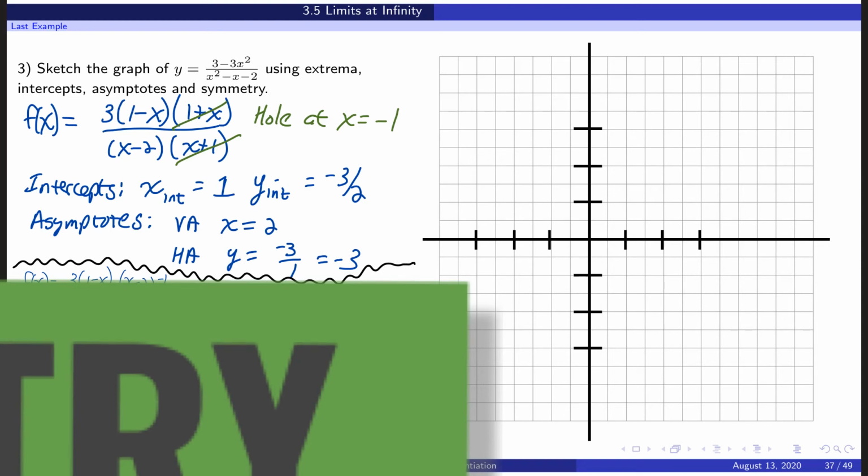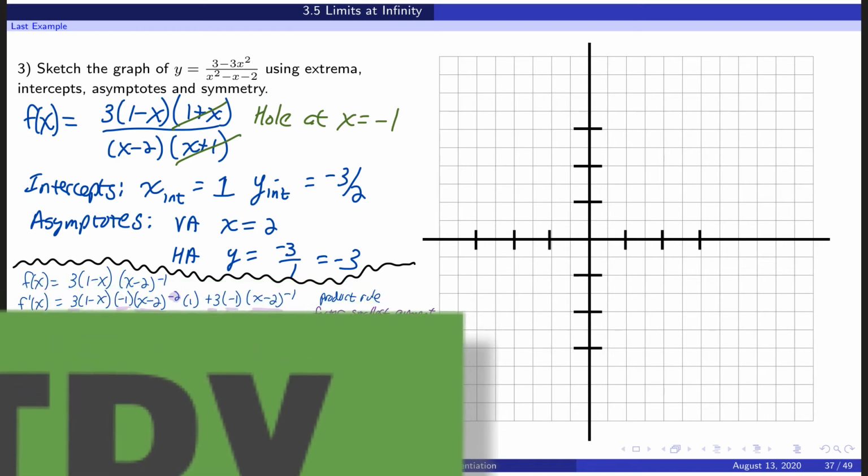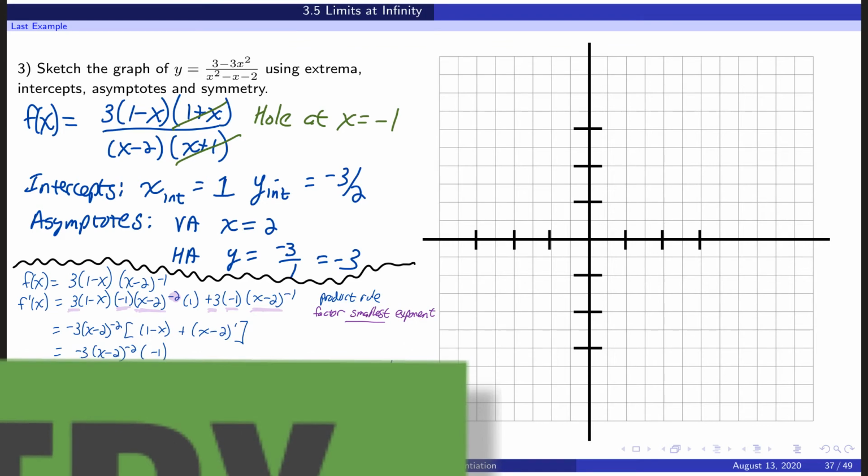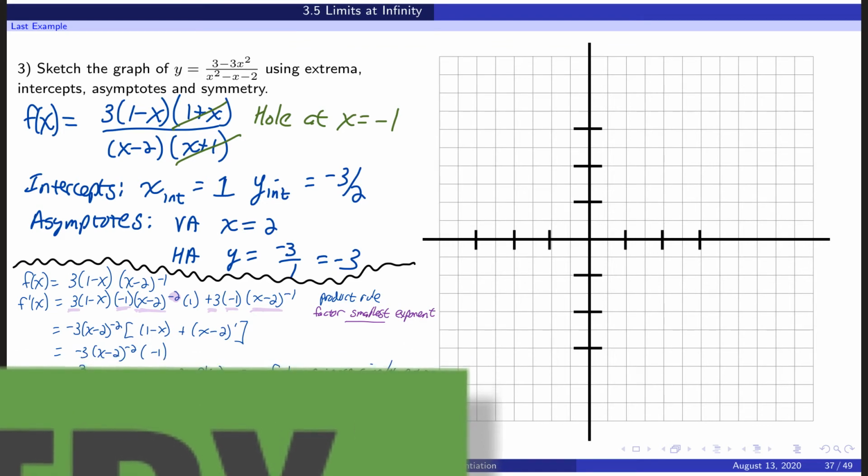The next step is to find extrema, so you're going to take the first derivative of this reduced function and try and find maxes and mins. You could do the quotient rule, but I turned it into 3(1 - x)(x - 2)^-1, doing the product rule, and then factoring out the smallest exponent. You wind up with that.